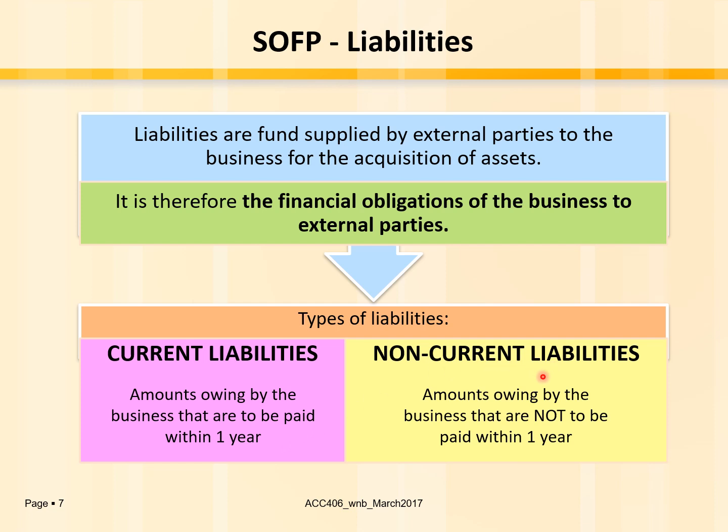Kalau non-current liability ni macam loan. Kalau loan daripada bank, kita akan pinjam. Kalau macam loan kereta, contohnya 9 tahun. So, this is the amount owing by the business and are not to be paid within 1 year. So, kita tak akan jangkakan kita akan bayar dia dalam masa 1 year. Okay, faham ya konsep liability?